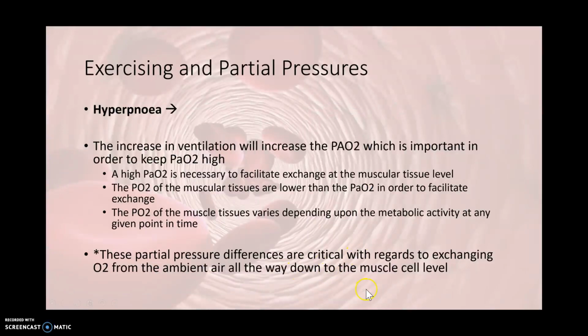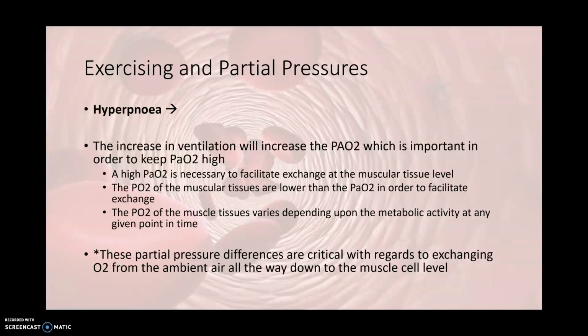All right, so let's now talk about exercising and these partial pressures. When we exercise, we become what's called hyperpneic, or hyperpnea occurs. The definition of that just means an increased rate and depth of respiration. So we're increasing our ventilation. And when we exercise, of course, we increase our ventilation.